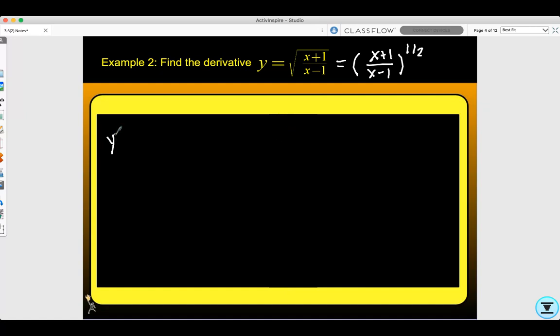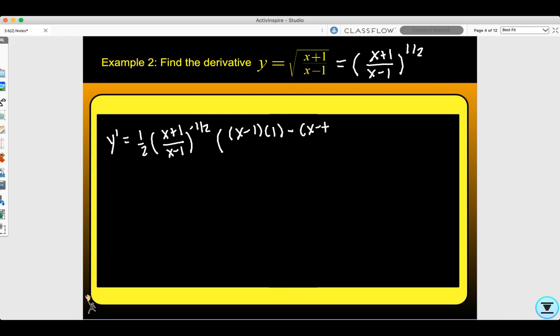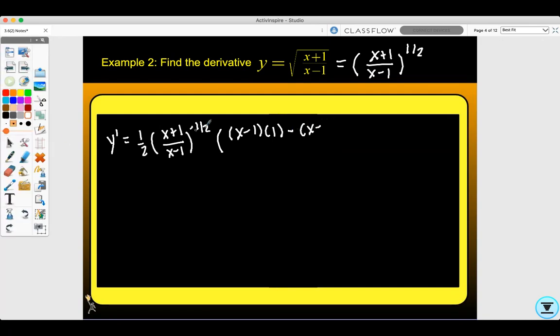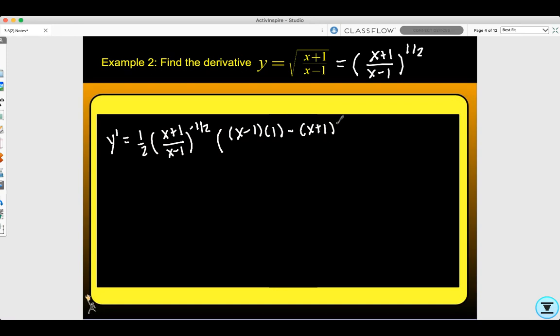So let's go ahead and find the derivative. So we're going to have to take the derivative of the outside, so we'd have 1/2 times x plus 1 over x minus 1 to the negative 1/2 power. And then we have to use the quotient rule to take the derivative of the inside. So it would be the bottom of that quotient, which would be x minus 1, times the derivative of the top, which would be 1, minus the top of the quotient, which is x plus 1, times the derivative of the bottom, which would be 1, all over the bottom squared.